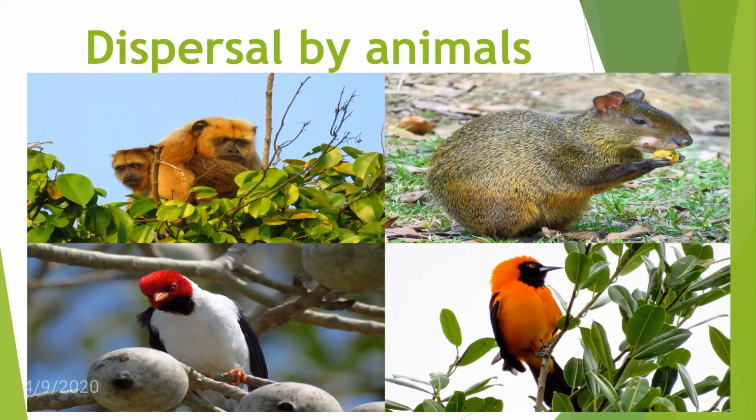Dispersal by animals. Human beings and other animals, especially birds, eat the fleshy part of certain fruits and throw away the seeds. These seeds get dispersed to distant places. Some seeds have special structures such as hooks, spines, or stiff hairs on them. They cling to the bodies of animals or to the clothing of human beings and are carried away to long distances.